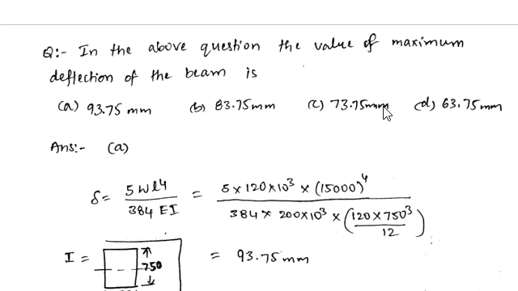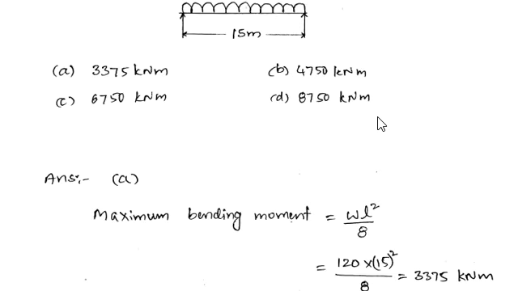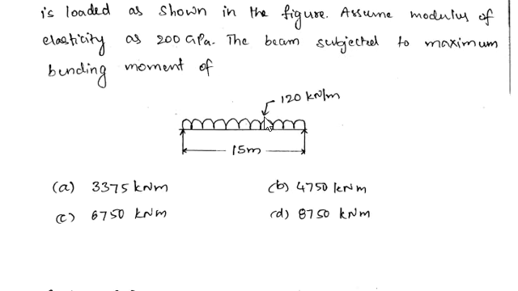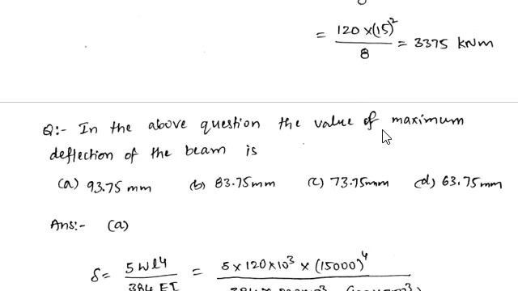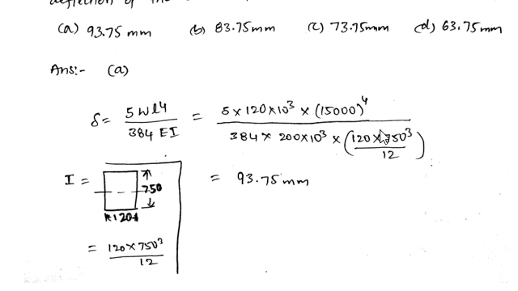And if we see the next question, in the above question, the value of maximum deflection of the beam is. So in this case it is asking to find out the value of maximum deflection. So in a simply supported beam subjected to UDL throughout its length, the formula for maximum deflection is given by 5 WL power 4 by 384 EI, and W is 120 kilonewton per meter. So here the options are given in mm.